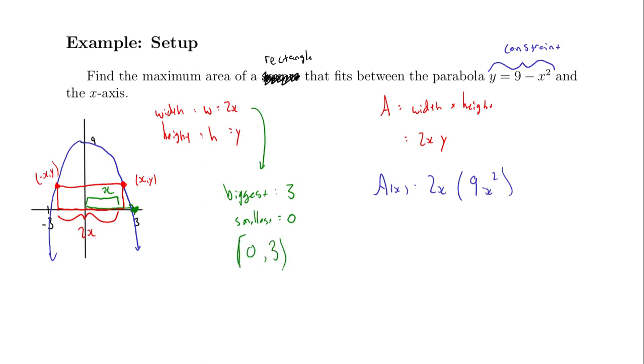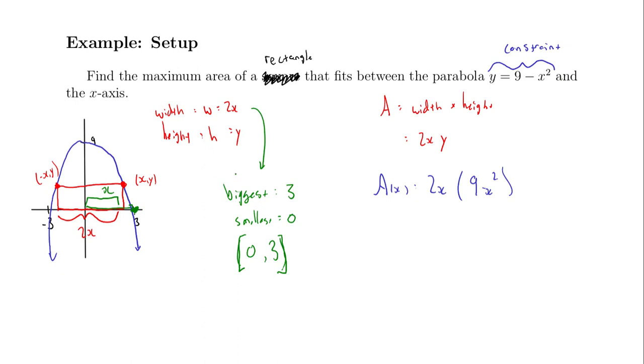But what I'm going to do is close my interval, because if x was 3, then my y value is 0, if that's this point here, and so my area is 0. That doesn't really make sense. Similarly, if x was 0, then my y value is 9, and I have a rectangle with 0 width, and that doesn't really make sense. But I'm going to use a closed interval here so that we can use the extreme value theorem. We have a continuous function on a closed interval.